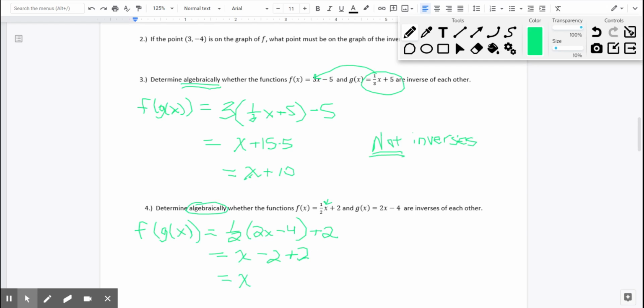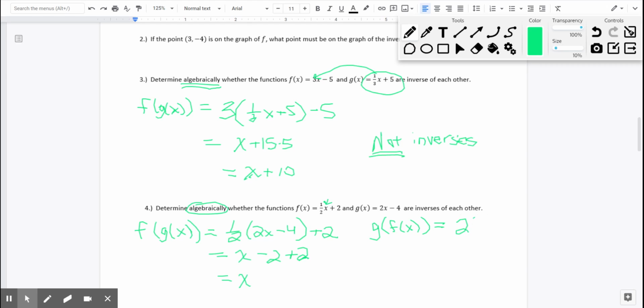Now, to fully verify or determine algebraically that we have inverses, I'm going to ask us to find g of f of x as well. And often students will ask me, "But hey, if the first one comes out to x, do I really have to do that work for g of f of x?" Yes, please. For all of our examples, if the first composition comes out to x, it's true that the second composition is going to come out to x as well.